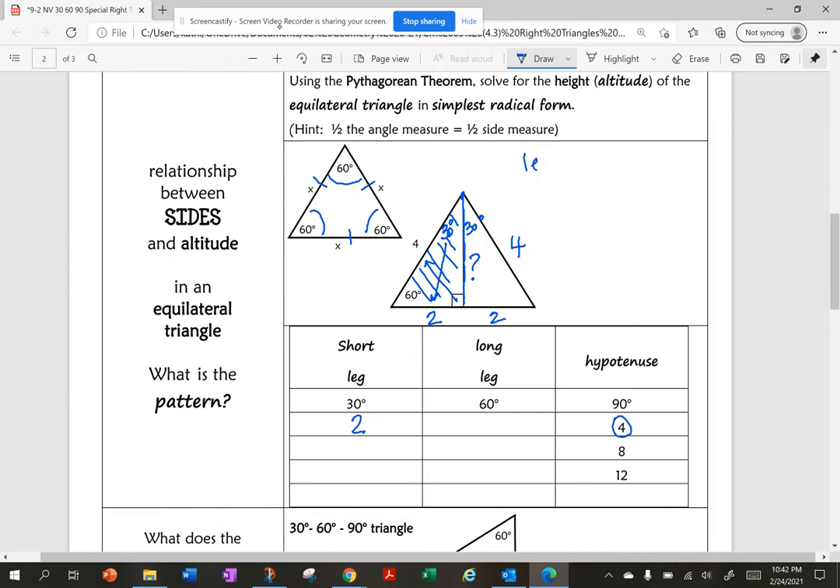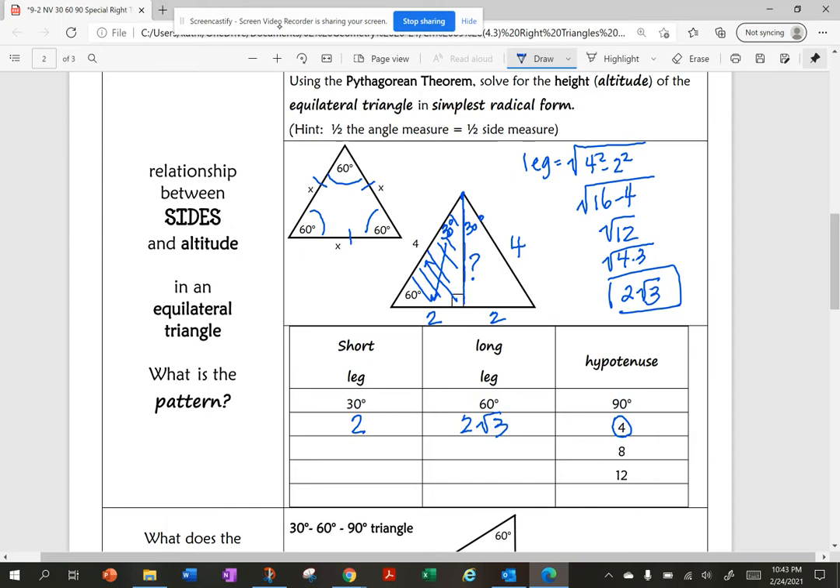So the leg is going to be the hypotenuse squared, so 4 squared, minus the other leg squared, which is 2 squared. So this is 16 minus 4. I'm going to take the square root, which is the square root of 12. So this is going to be 4 times 3. 4 is my perfect square, so 2 times the square root of 3. So this is 2 times the square root of 3.